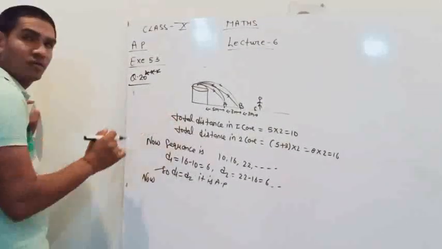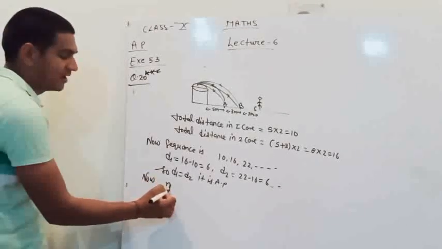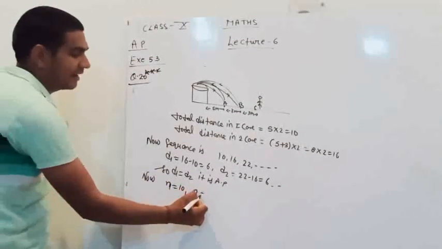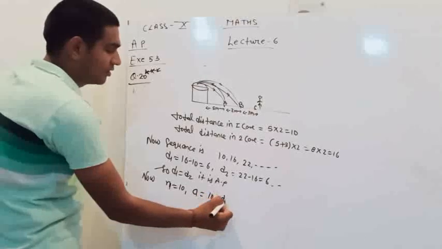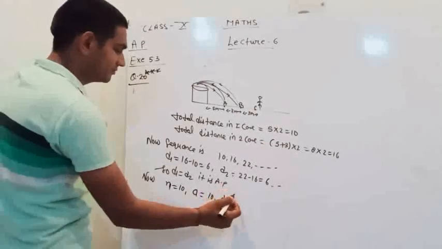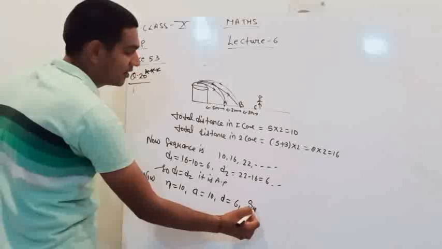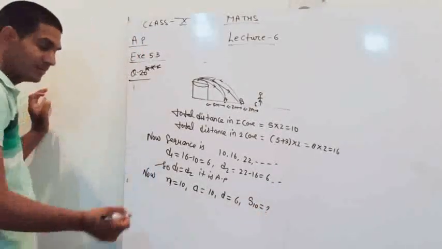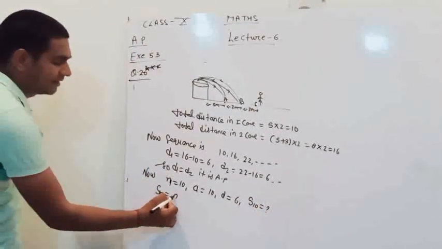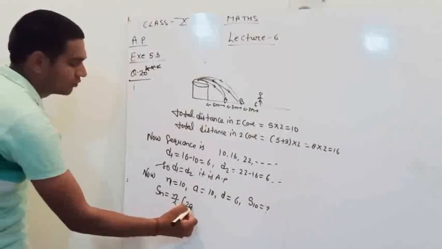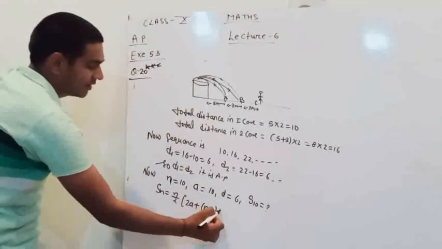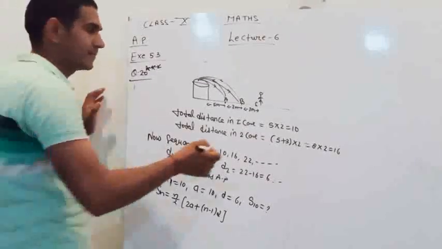Now total number of potatoes is 10, meaning n value is 10. A is also 10. What is the value of D here? 6. So what we will find out? We will find out S10. So using formula Sn is equals to n by 2, 2a plus n minus 1 multiplied by D.